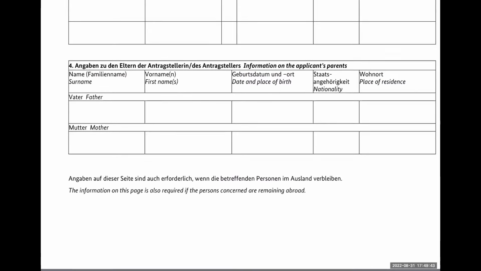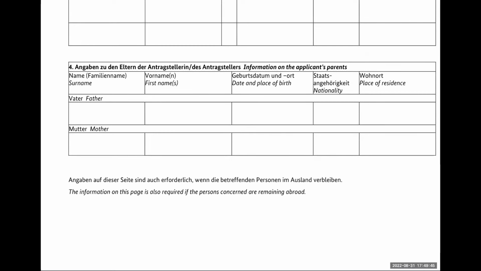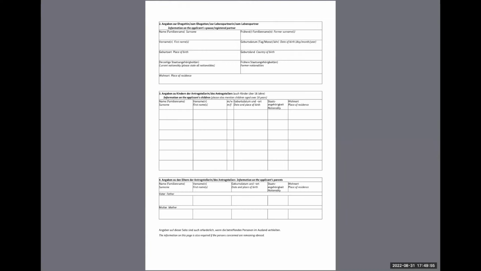After it, you need to mention about your parents, your father's details, your mother's details, first name, again date and place of birth, nationality, where they live. This one you need to mention right now here in this option.